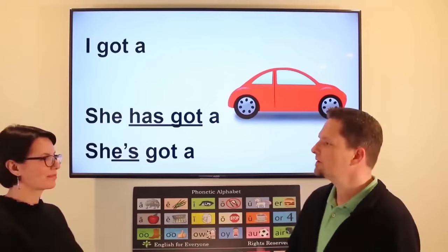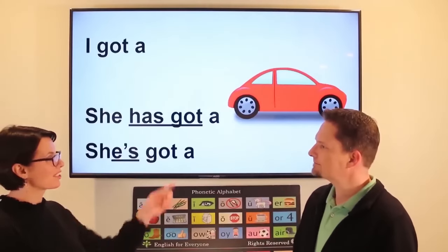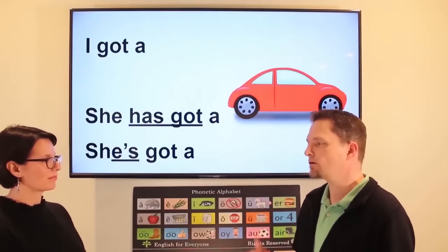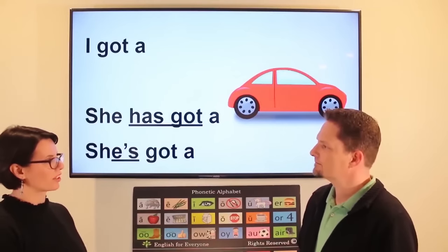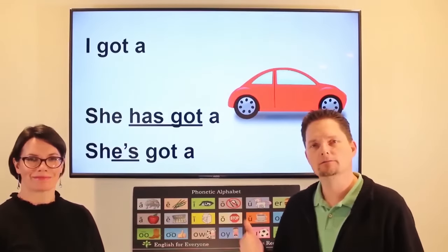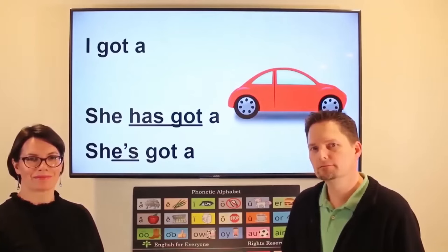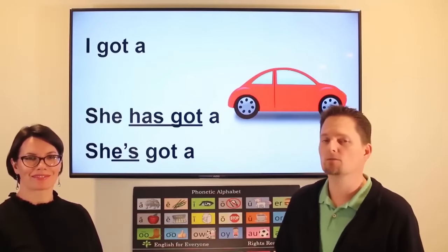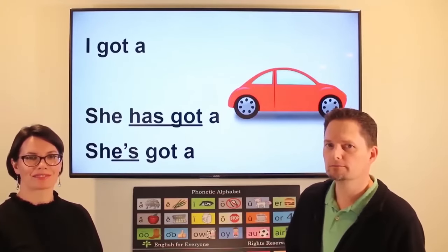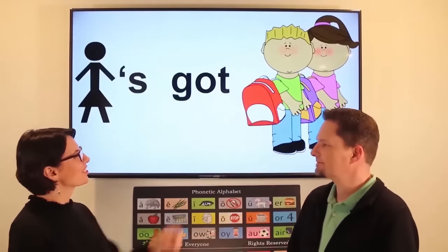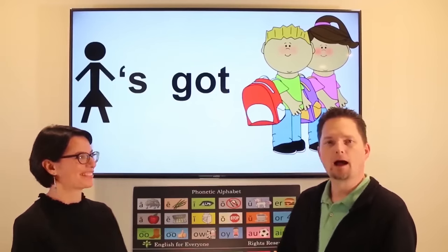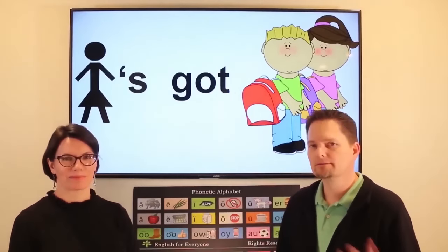Let's practice. Does she have a car? Yes, she's got a car. Does she have a big car or a small car? She's got a small car. Does she have a car? Does she have a big car or a small car? Very good. How many kids does she have? She's got 2 kids. How many kids does she have?